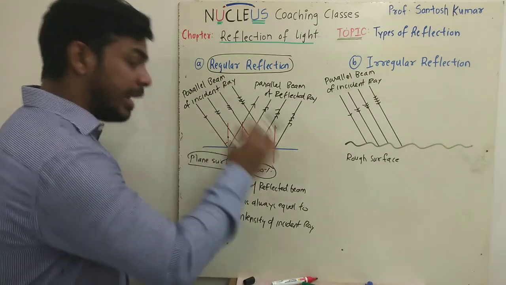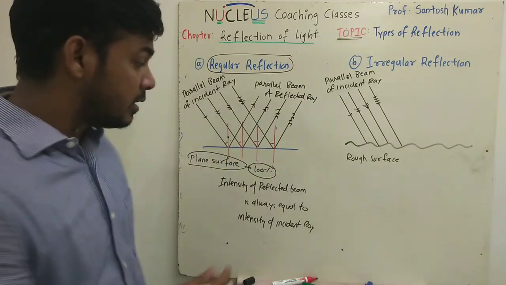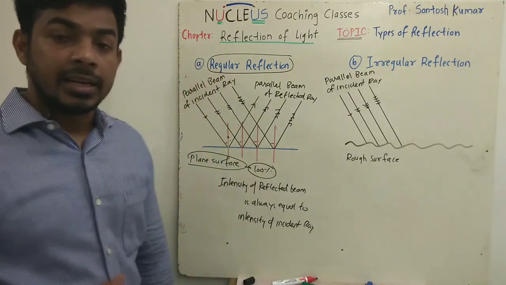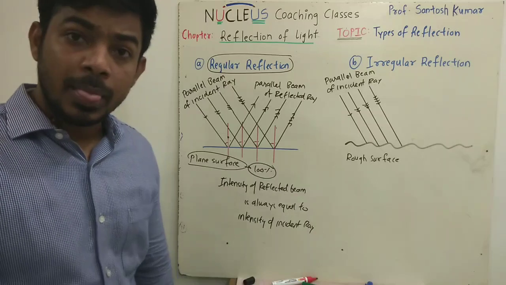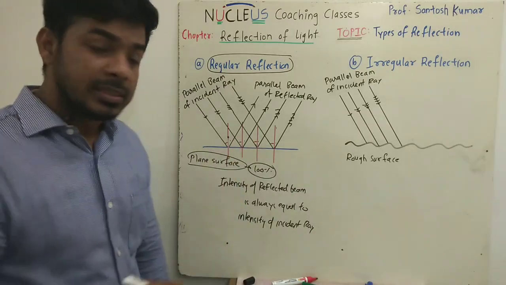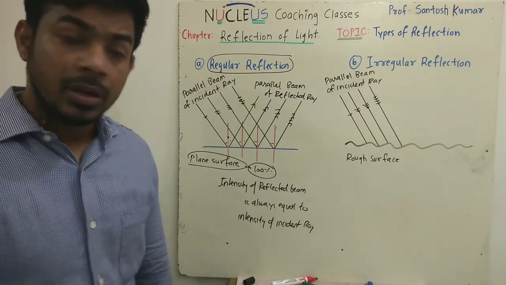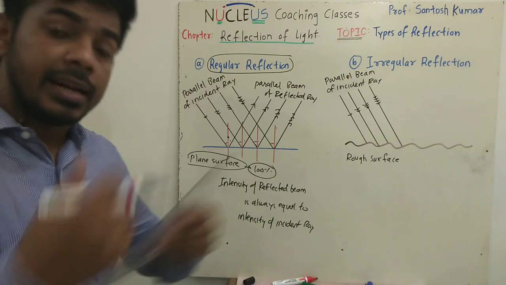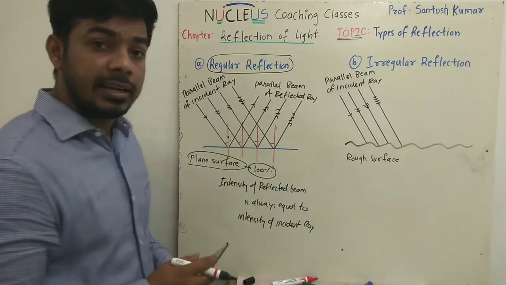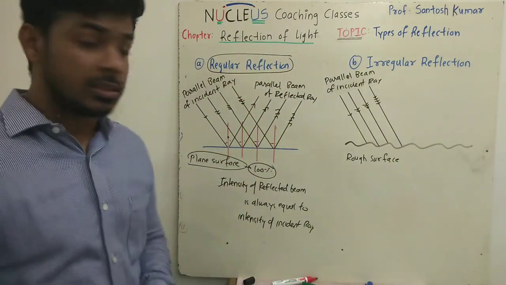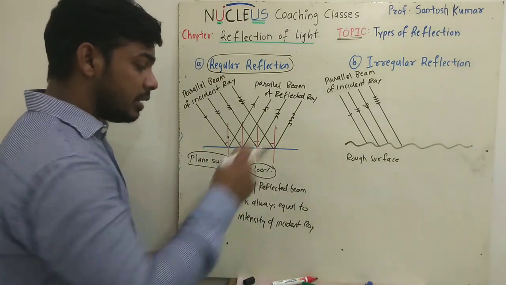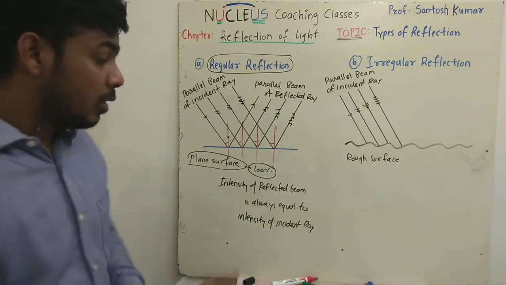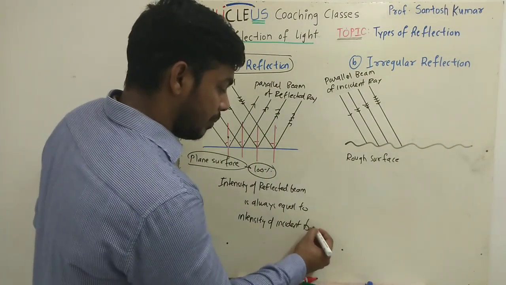So if we have a plane surface which is the best reflecting surface, reflecting 100% of the light, a parallel beam of incident rays will get reflected as a parallel beam, because in each case the angle of incidence will be the same, so the angle of reflection will be the same. Such a type of reflection, where a parallel beam of incident rays gets reflected as a parallel beam of reflected rays, is called regular reflection. And in regular reflection, remember, the intensity of the reflected beam is always equal to the intensity of the incident beam.